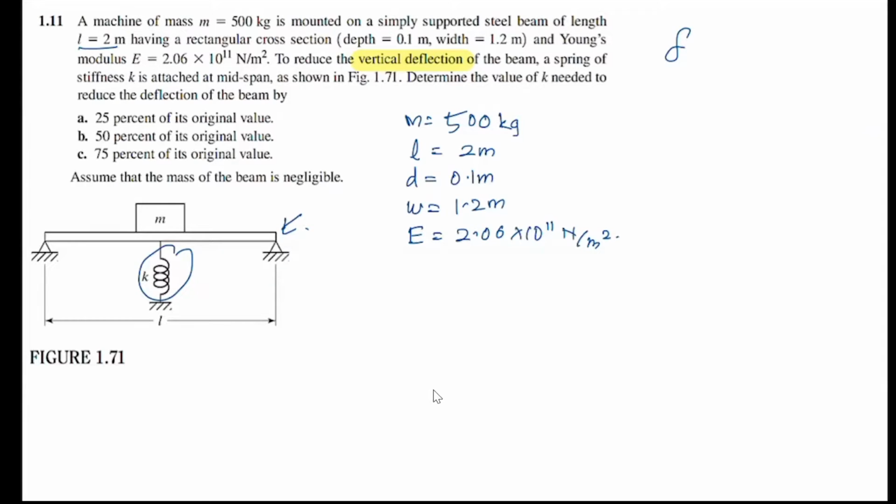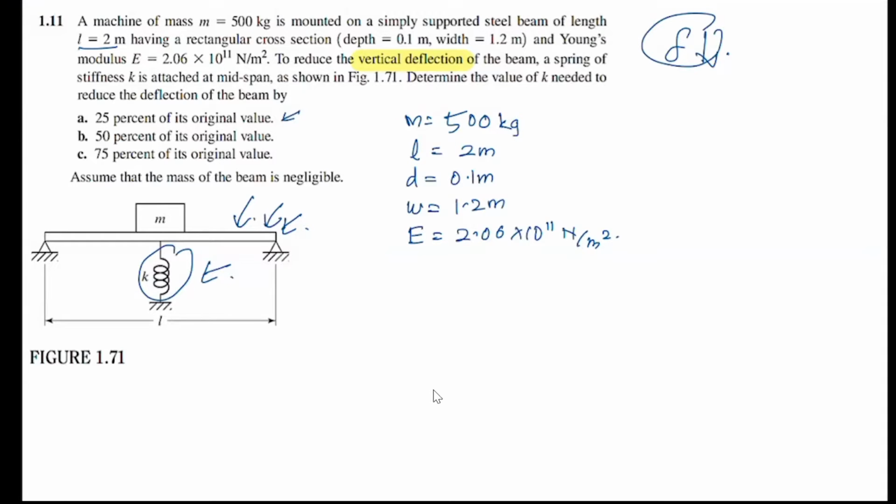So they ask us to find the value of K, the spring attached here. What is the value of K needed if we want to reduce the deflection of this beam? Okay, the first question, 25% of its original value. Before we find the answer for questions A, B, and C, 25%, 50%, and also 75%, we have to find the original value of the beam's deflection. So you want to find this beam's deflection first.